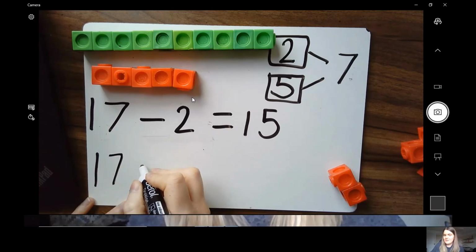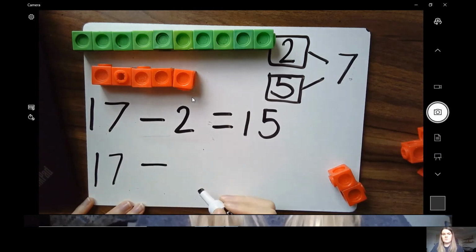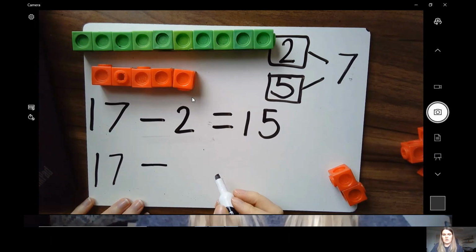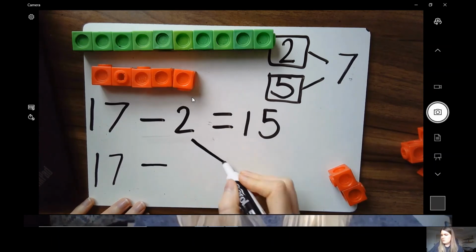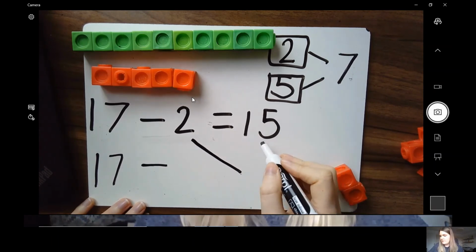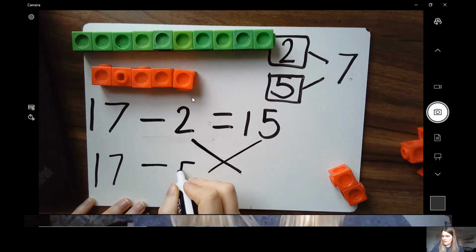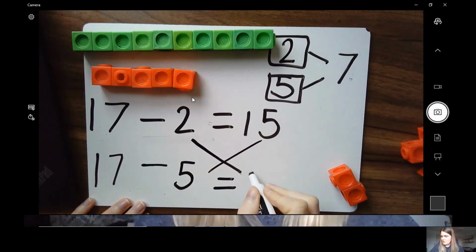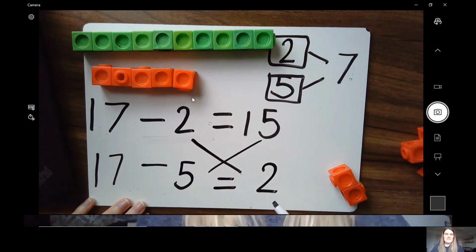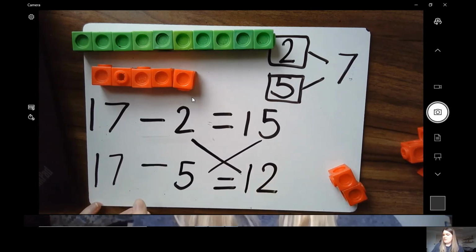Are we subtracting? Very good. So what are my two numbers that are changing? The 2 and the 5, not the 1. Well done. So I need to put my 5 here and my 2 here. 17 minus 5 is 2. Don't forget to add the 10. Very good. 17 minus 5 should be 12.